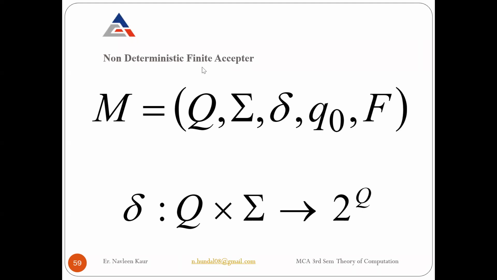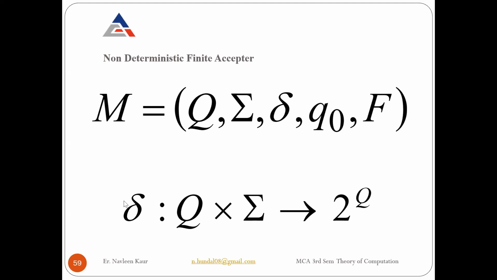So this is your non-deterministic finite acceptor, or automata, or machine, whatever you call it. M represents the machine, and you represent it with Q, the number of states, the input alphabet, the transition function, the initial state, and the final states. All of these are the same as in DFA. The only difference is in the transition function, meaning where to go from the current state to another state.